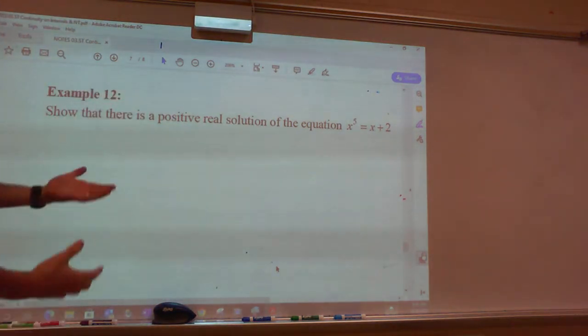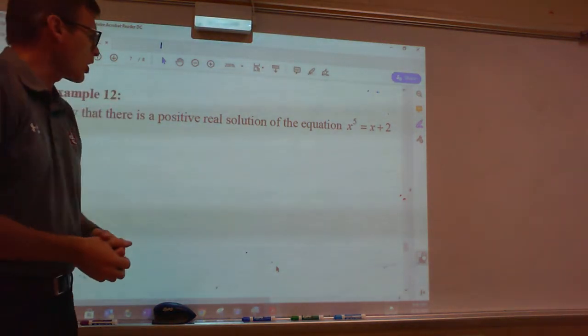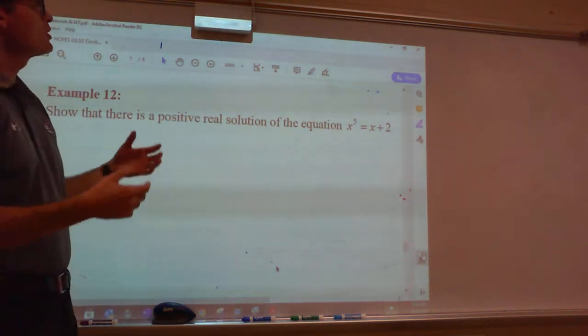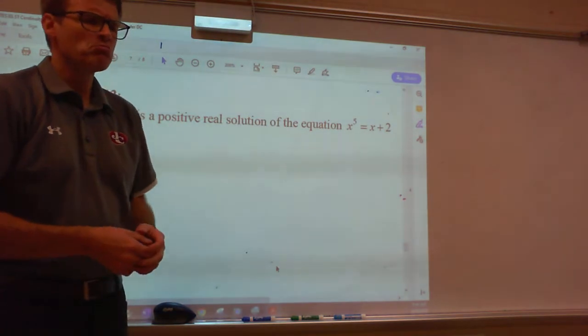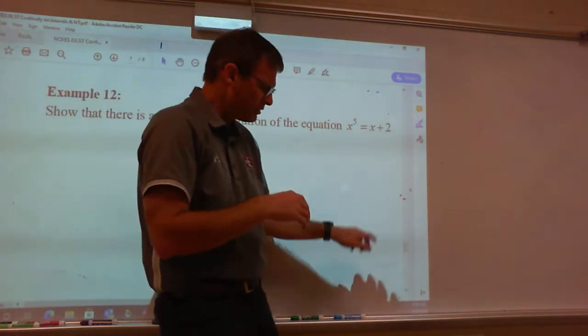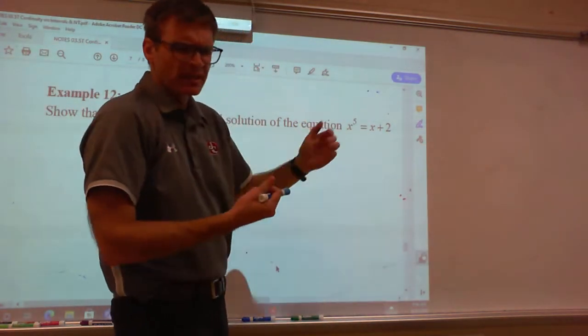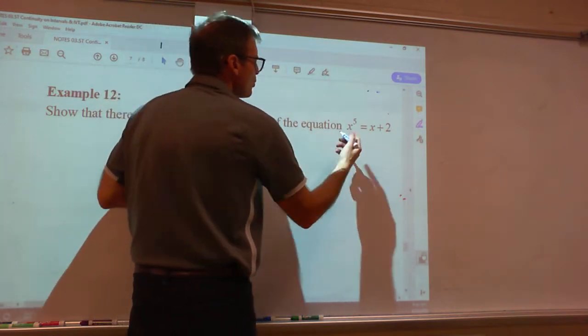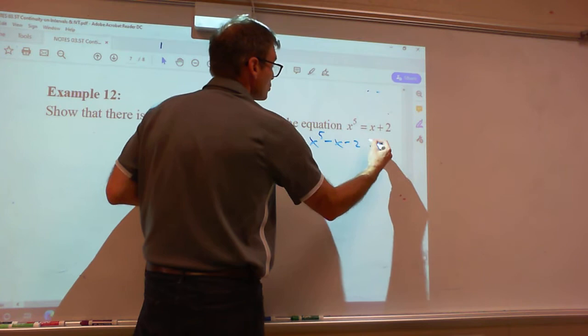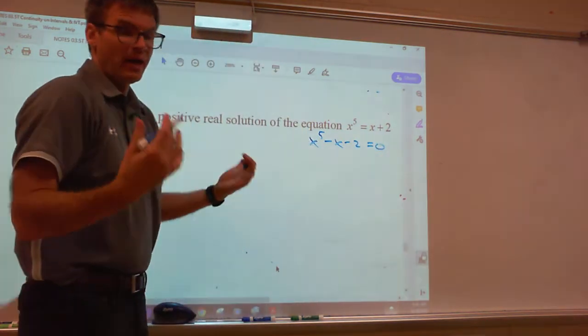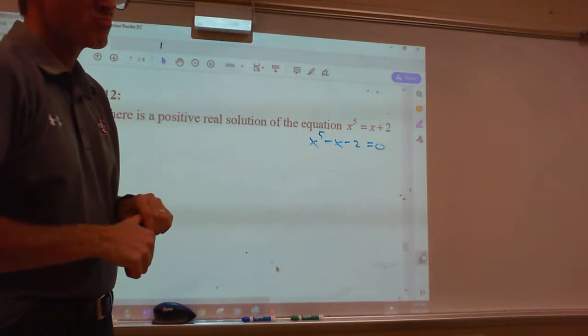So they ask questions, and the questions they ask are similar to this. So there is a positive real solution to this equation, right? I don't like that version of it. I'm going to set it equal to 0. So show that x to the 5th minus x minus 2 equals 0 has some positive real solution.